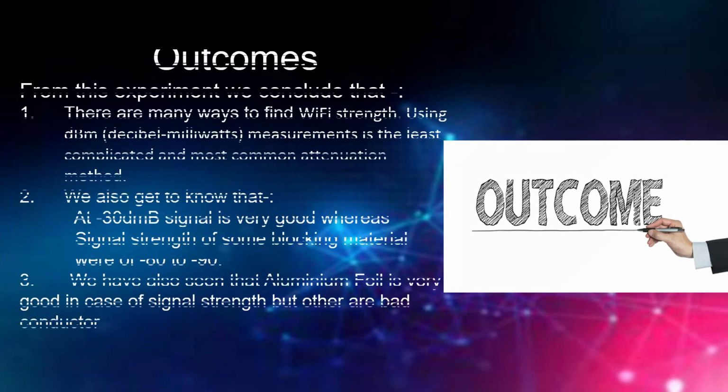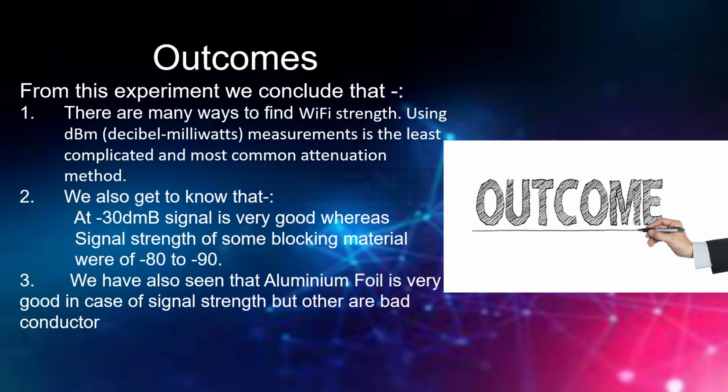From this experiment, we conclude that there are many ways to find Wi-Fi strength. Using dBm or decibel milliwatt measurements is the least complicated and most common method. We also got to know that at minus 30 dBm, the signal is very good, whereas the signal strength with some blocking materials was minus 80 dBm to minus 90 dBm. We have also seen that aluminium foil blocks the signal very well, but others are bad conductors.